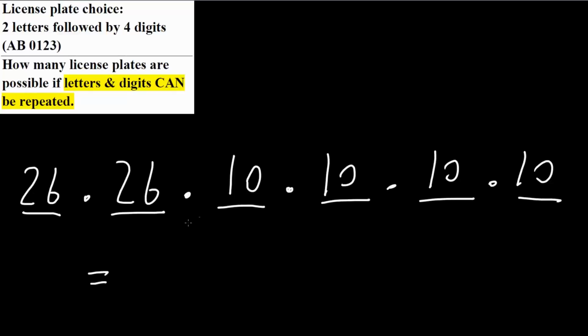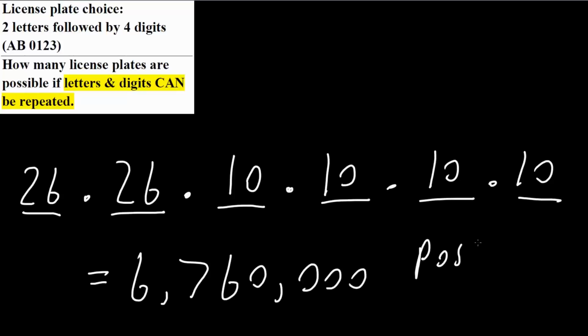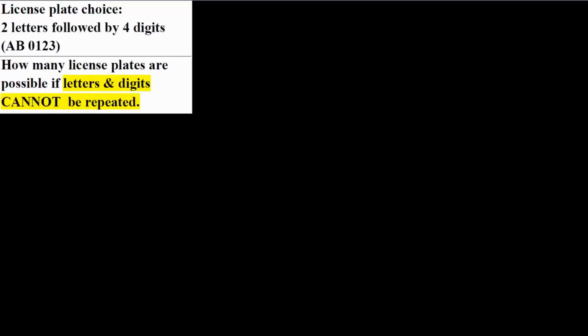And if we multiply this, we would get 6,760,000 possible. So that's a lot. And now we'll do the second problem.